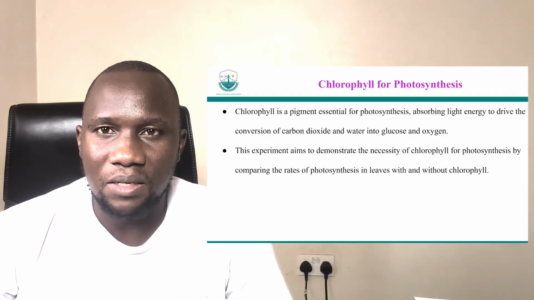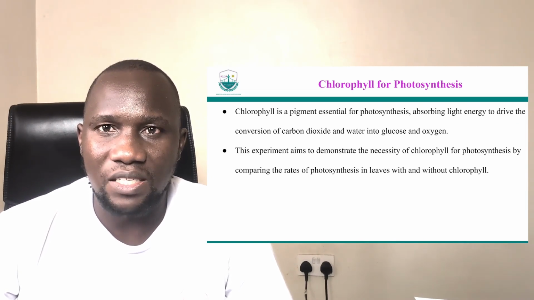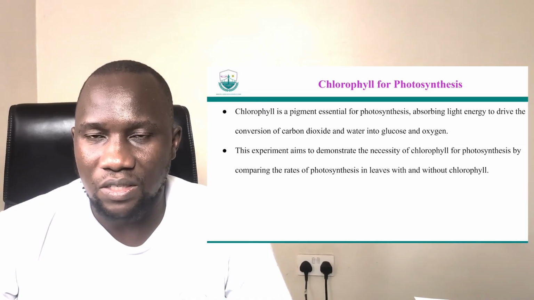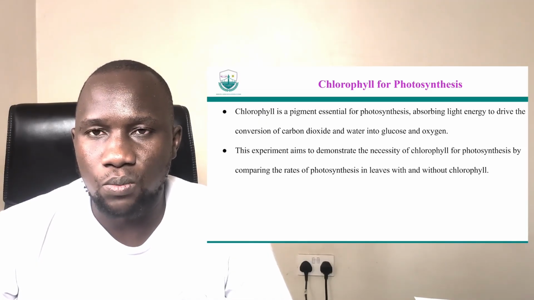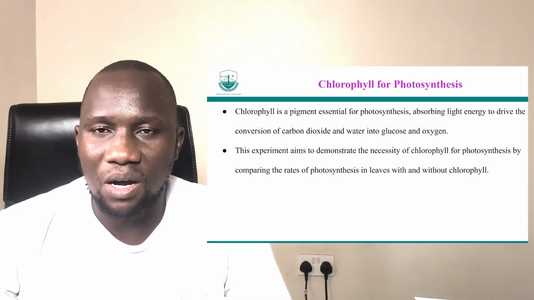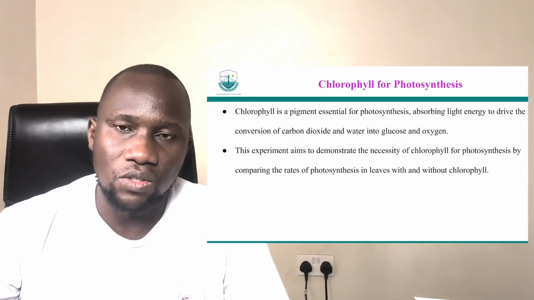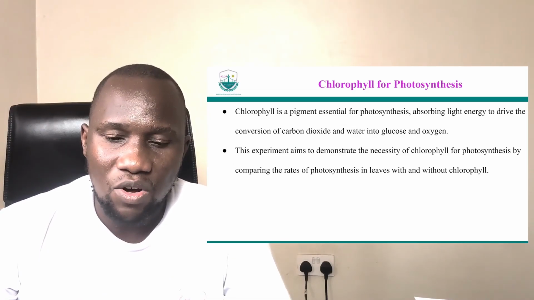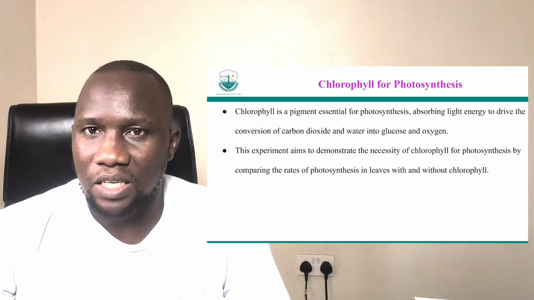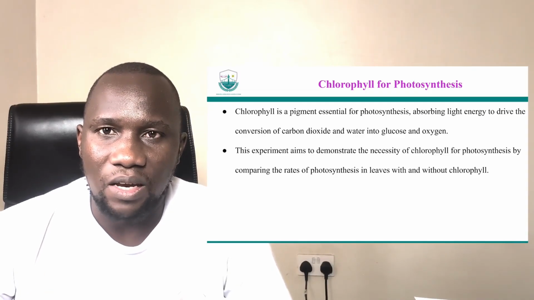Like we have noted, the plants appear green because of chlorophyll. Chlorophyll is a pigment used by plants for the process of photosynthesis. What the plants do with this chlorophyll is that it helps in trapping the light energy. And this light energy is used to convert carbon dioxide and water into glucose, which is later converted into starch. And then also oxygen is given out.